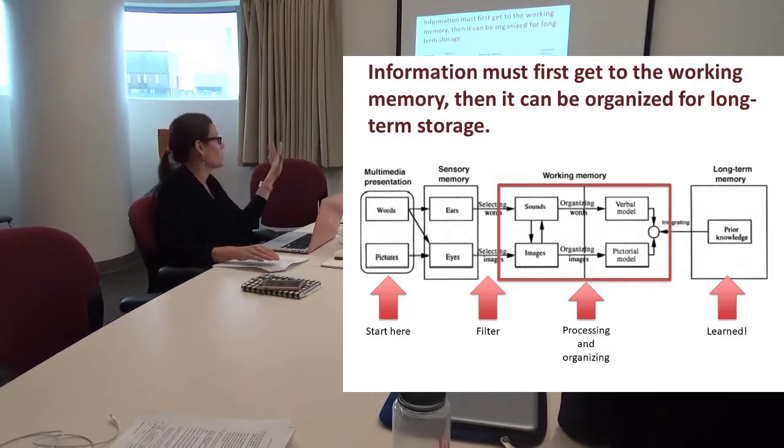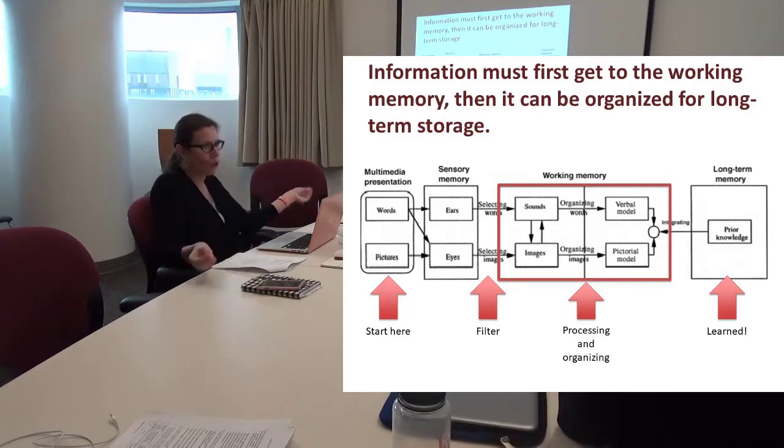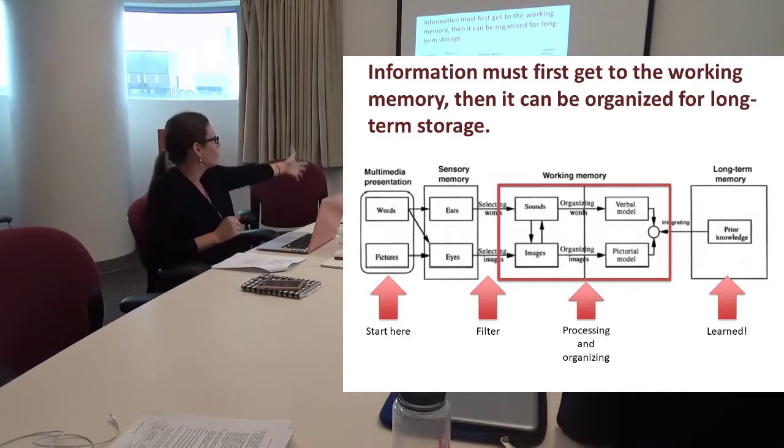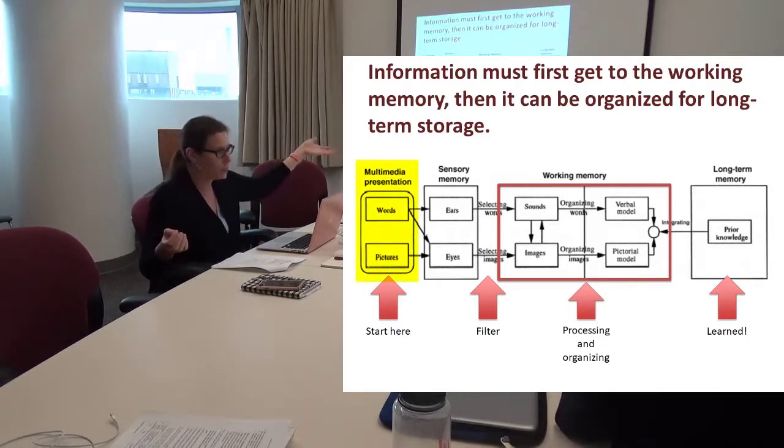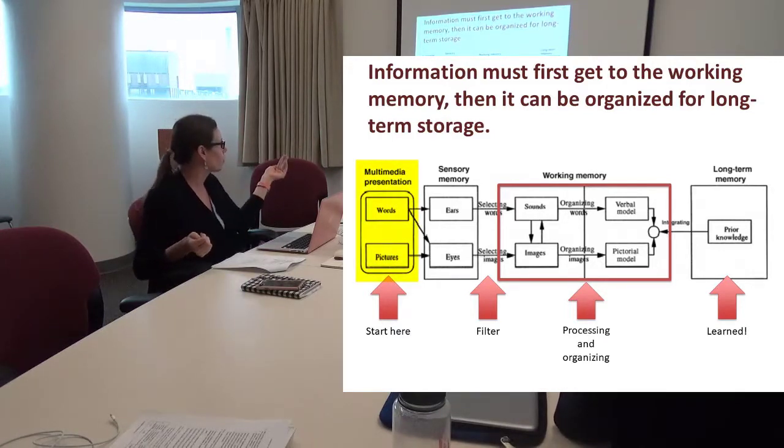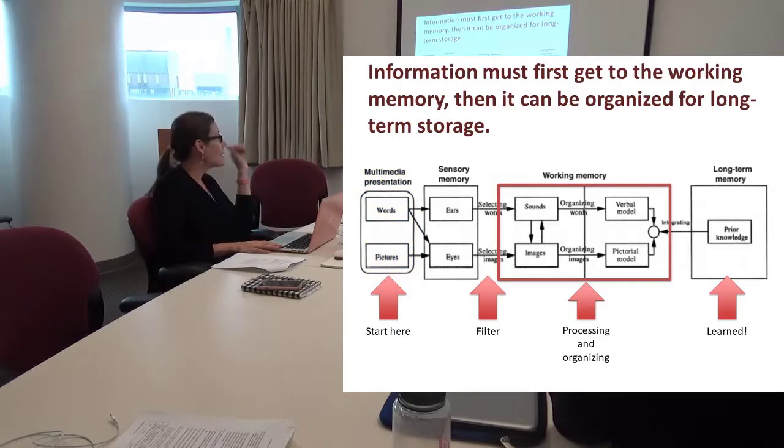So this slide is much more technical, and I'm going to walk you through it. But this is how learning is actually happening in the brain. So basically, information gets into us through the five senses, right? And so in the setting of a multimedia presentation like a PowerPoint, you're getting it through words that I'm saying or words you're reading on the screen and through pictures. And then your brain is already filtering these, right?